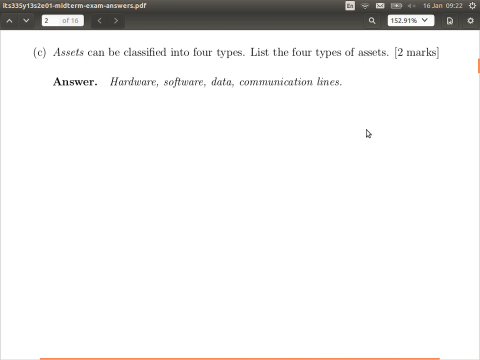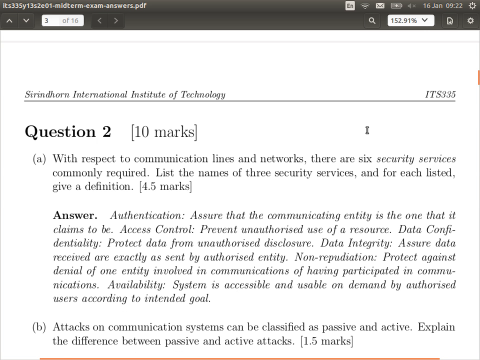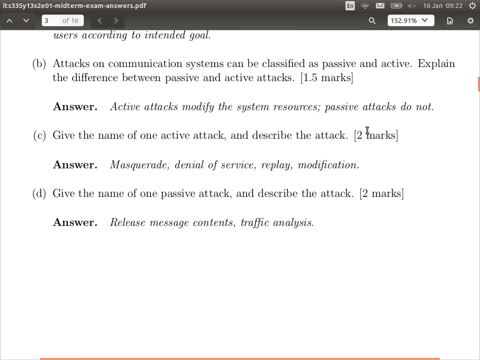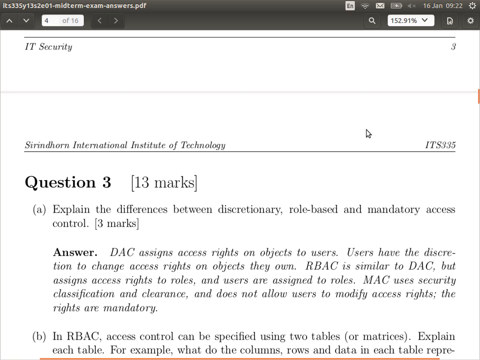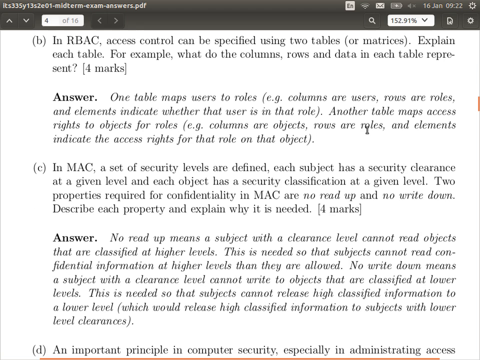Assets: what type of assets we have, hardware, software, data, communication lines, and the examples of them. Then in terms of communication security, like network security, we distinguish between an attack, a mechanism, and a service. And we went through the six main sets or types of services. You need to know what they are, maybe examples of each. So you need to remember this. You need to know this information about these. What is data integrity? What is non-repudiation? They are important concepts to understand the rest of the course.